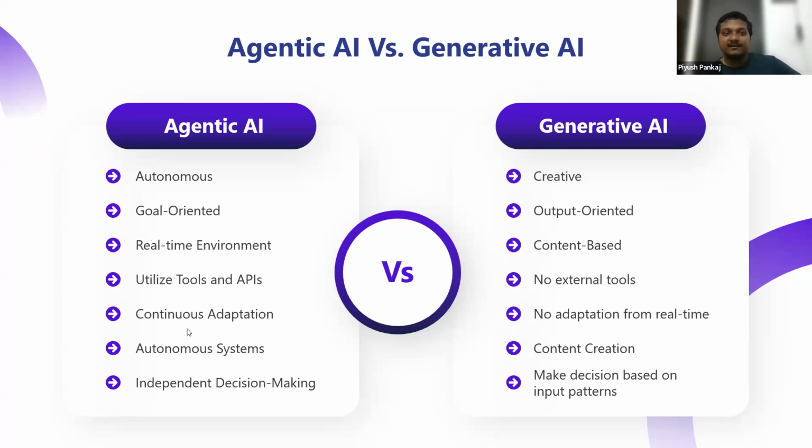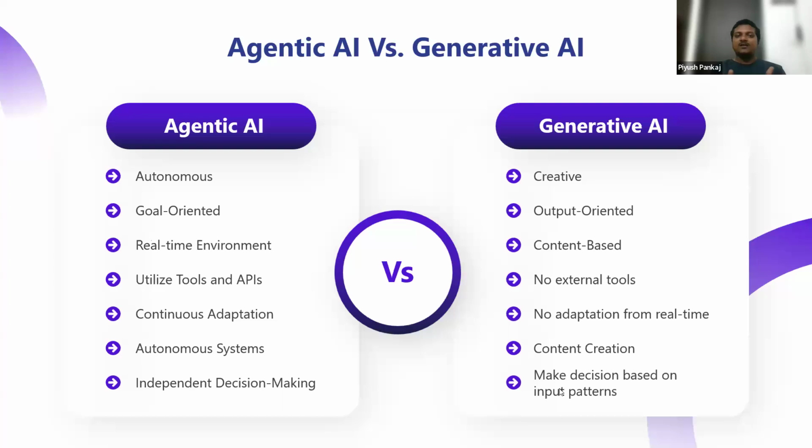In Agentic AI, you can see the continuous adaptation as the environment keeps changing, but generative AI won't be able to adapt to anything new. So again, it is the autonomous system. Generative AI we use for content creation. Agentic AI is going to be independent in decision making, and it is going to make the decision. Generative AI is going to make the decision based on the input and patterns.